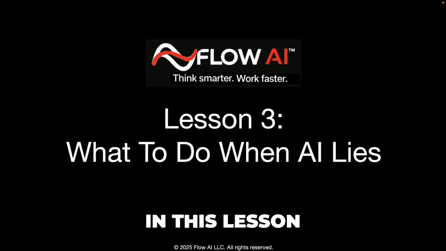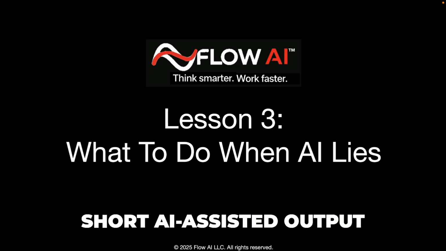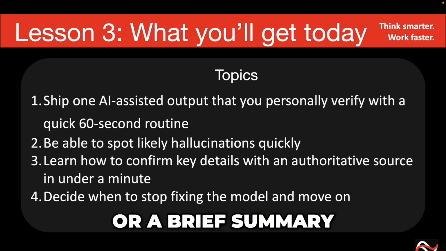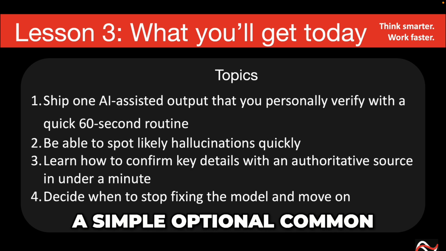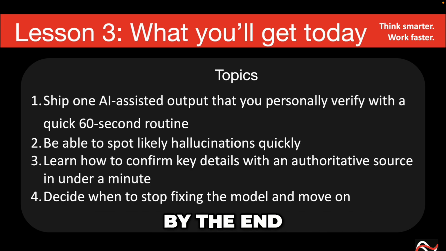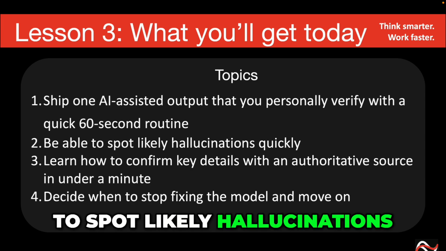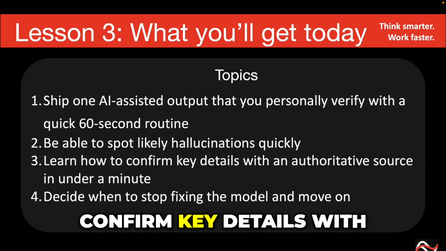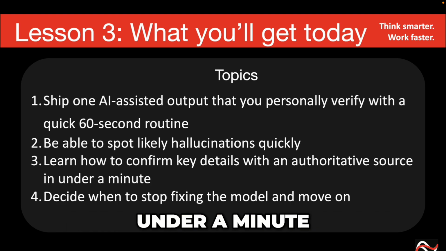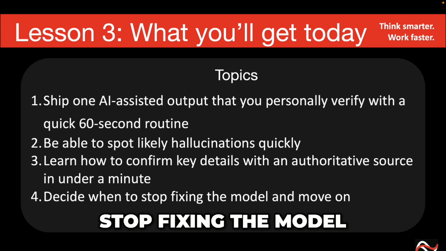In this lesson, you will produce one short AI-assisted output, such as an email, a paragraph, a slide bullet, or a brief summary, and you will run a simple optional common sense check before you send it. By the end, you will be able to spot likely hallucinations quickly, confirm key details with an authoritative source in under a minute, and decide when to stop fixing the model and move on.